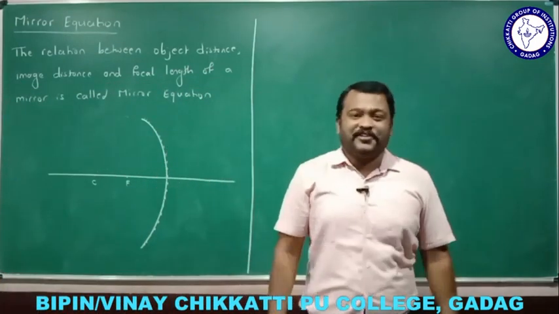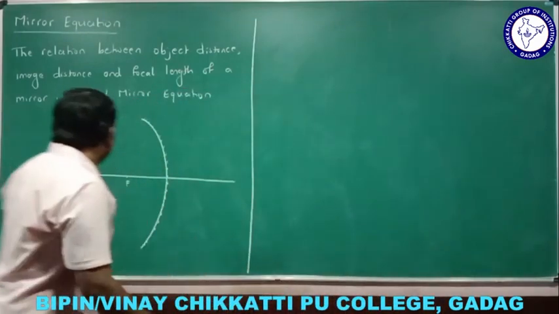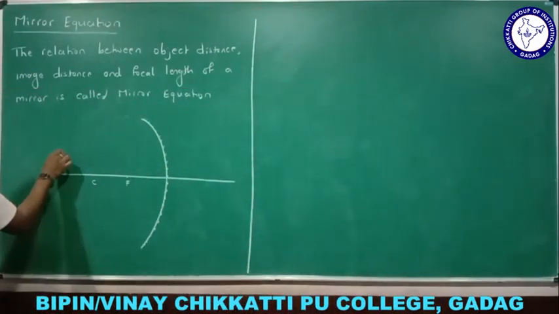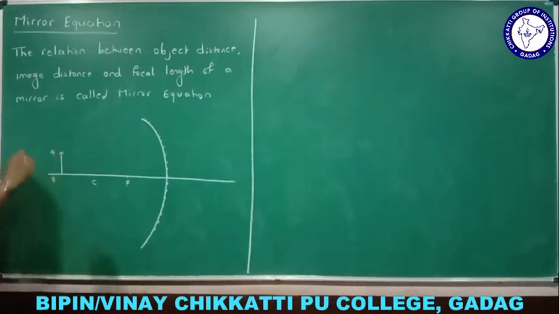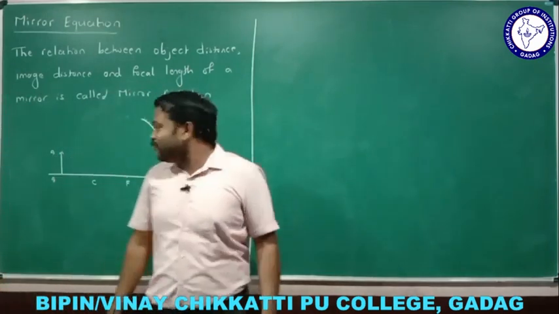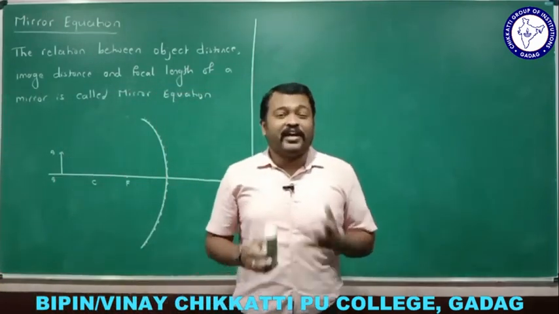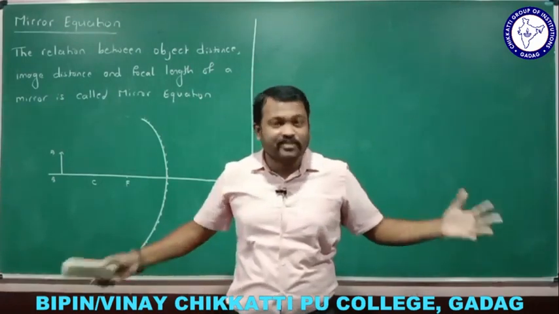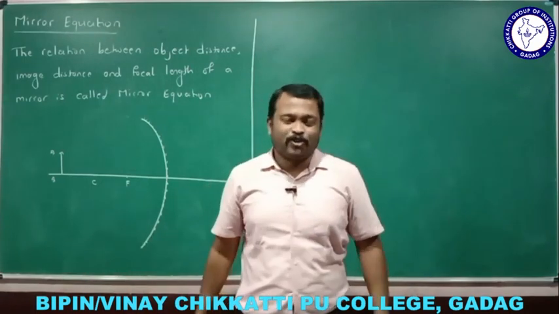Let me take an object now here. Usually, we take an object like this. Let me consider this is the object AB. Let AB be the height of the object. How to find where actually the image is formed? We have the rules. Let us follow the rules and find where the image is formed.